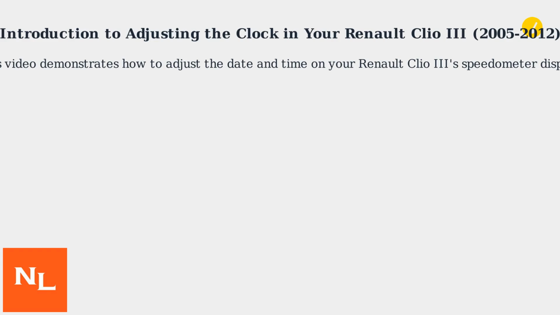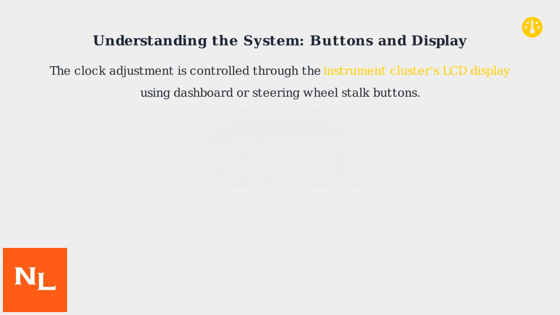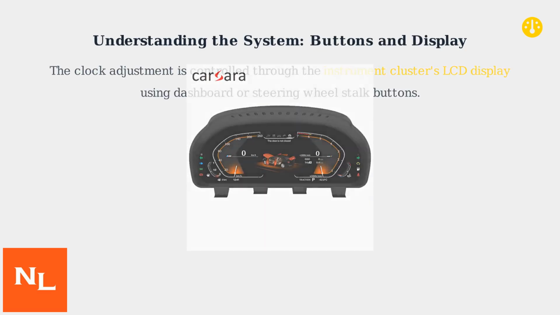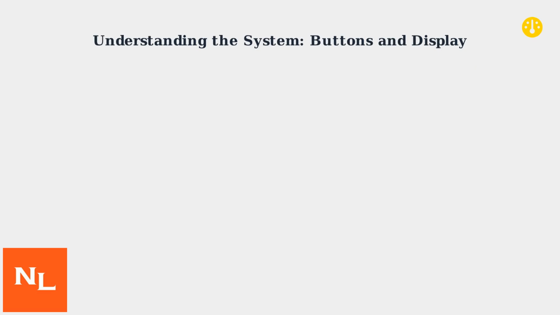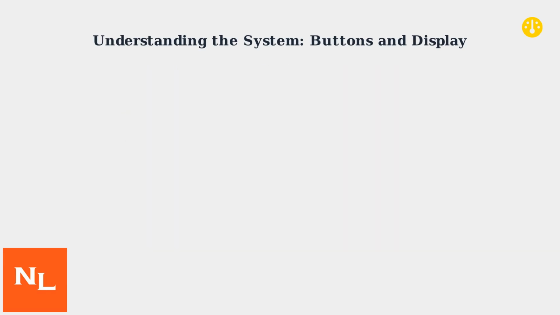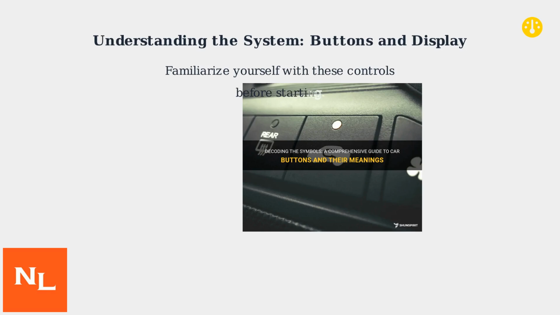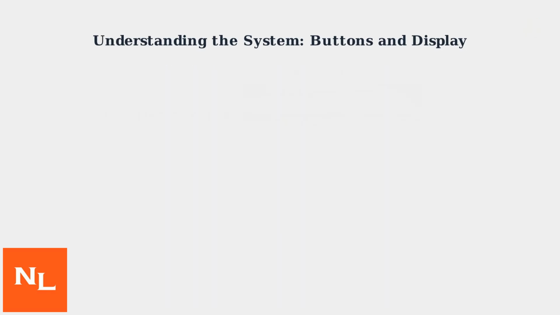While Renault no longer provides official updates, this guide will show you how to manually adjust the clock using the car's built-in system. The clock adjustment is controlled through the instrument cluster's LCD display using dashboard or steering wheel stalk buttons. You'll primarily use the trip or menu button to navigate menus and plus and minus buttons or arrow keys to adjust the values. Familiarize yourself with these controls before starting. Remember, the system is designed around mechanical buttons.